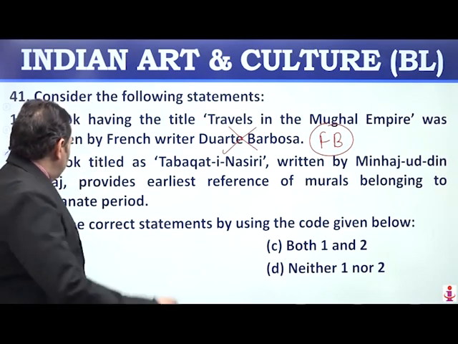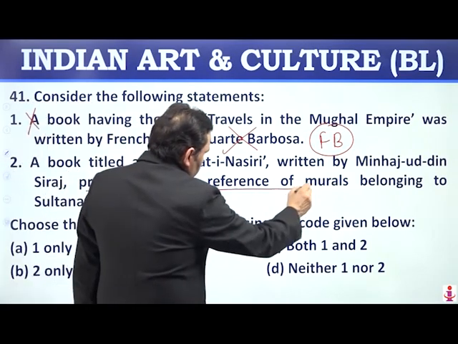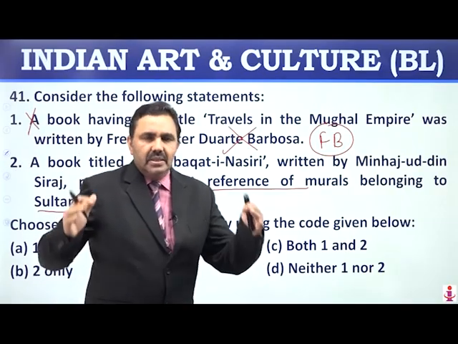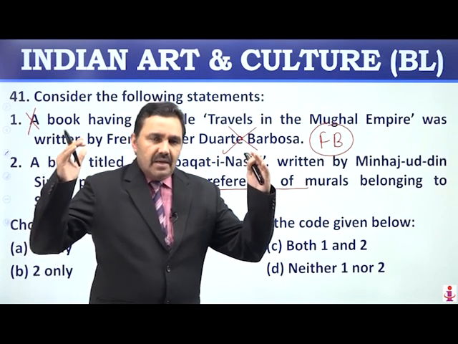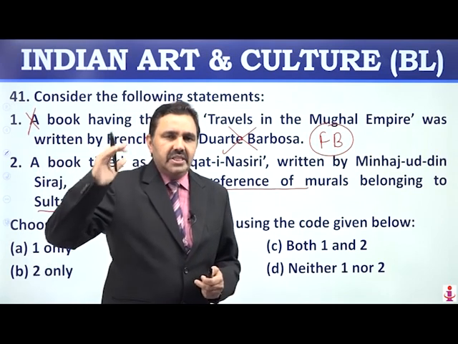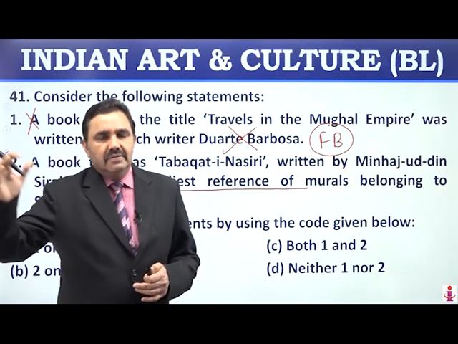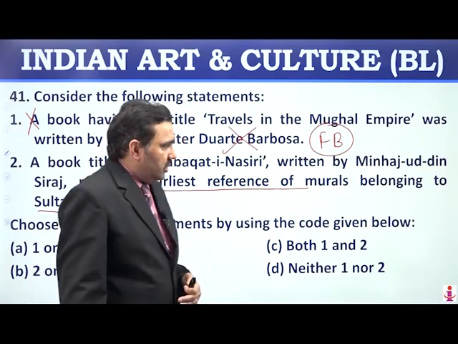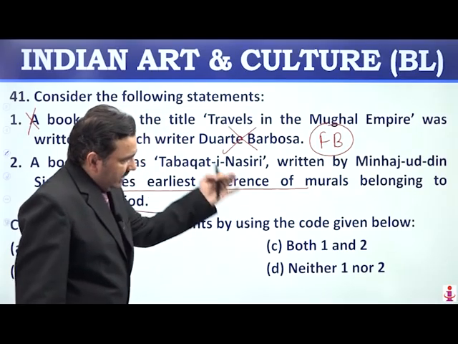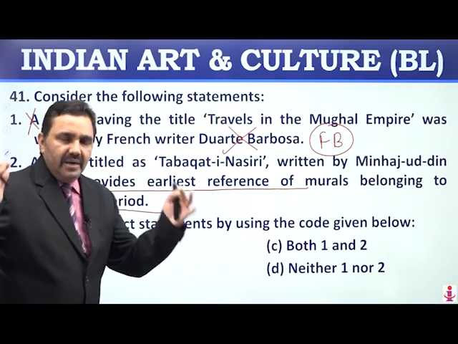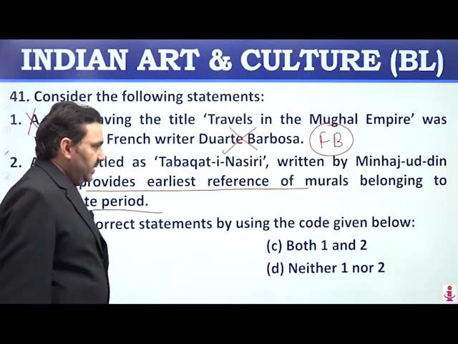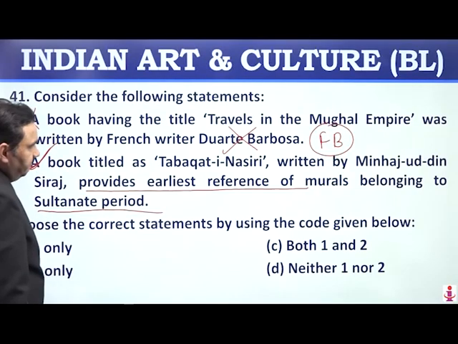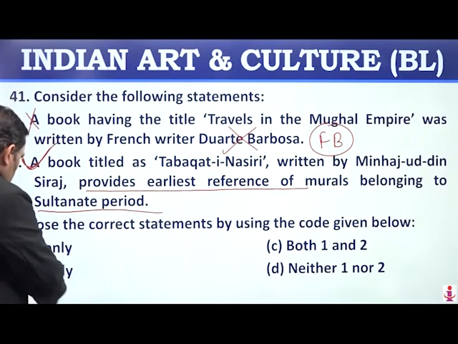So he provides reference that murals, meaning wall paintings, were made to celebrate the occasion of receiving investiture or khilat by Iltutmish from Caliph. So Caliph sent investiture, some gifts to Iltutmish in 1229 AD, and that occasion was celebrated by making murals. That's correct. Only 2. That is B.